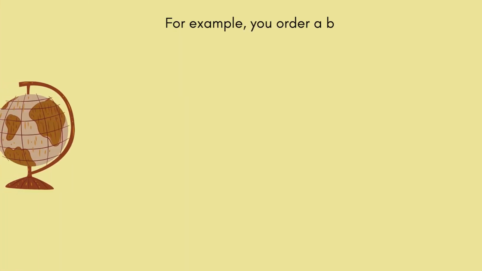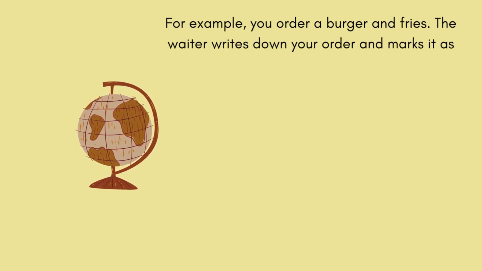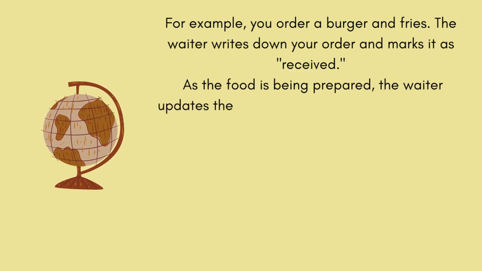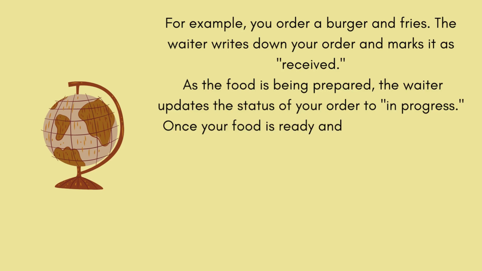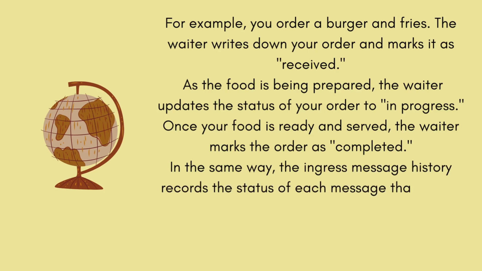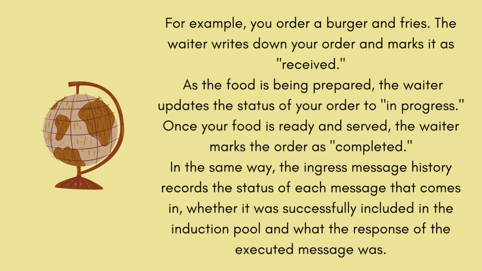For example, you order a burger and fries. The waiter writes down your order and marks it as received. As the food is being prepared, the waiter updates the status of your order to in progress. Once your food is ready and served, the waiter marks the order as completed. In the same way, the ingress message history records the status of each message that comes in, whether it was successfully included in the induction pool and what the response of the executed message was.